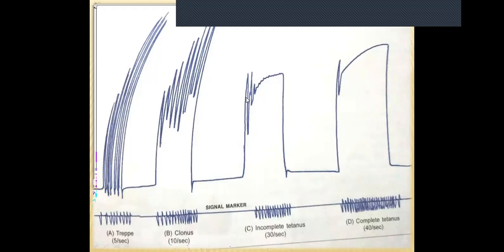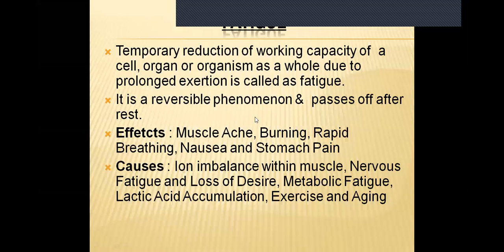In incomplete tetanus, the relaxation period is highly decreased when compared to the clonus condition. In complete tetanus, no relaxation will be there. So from this region to this region, this is the complete tetanus condition. Here you can see this zigzag-like structure. This zigzag-like structure is incomplete tetanus. Okay, so this is about tetanus, and the final topic is fatigue.